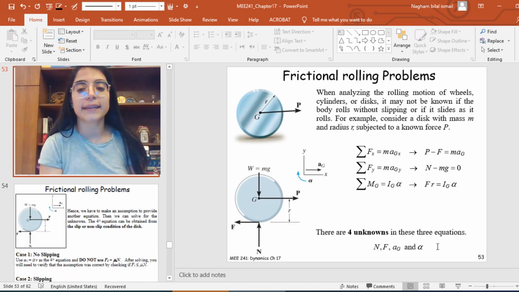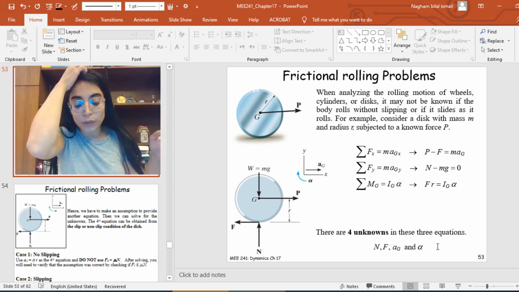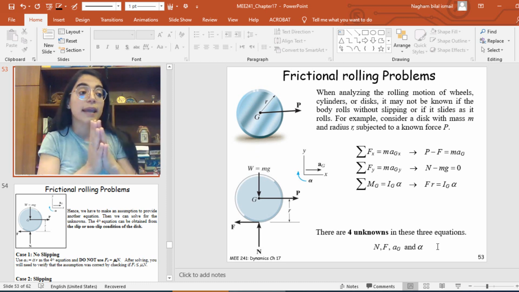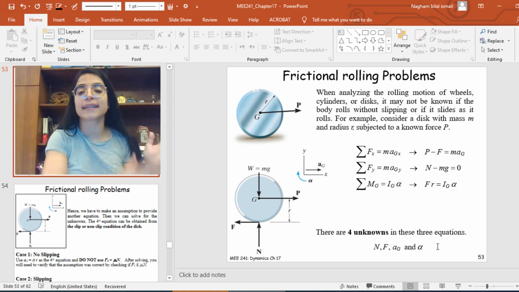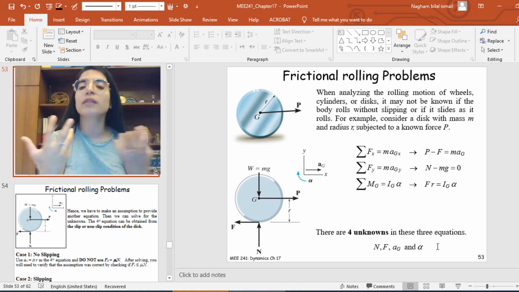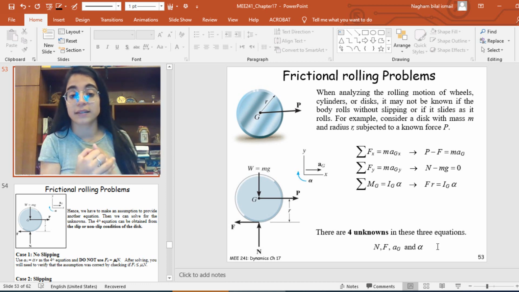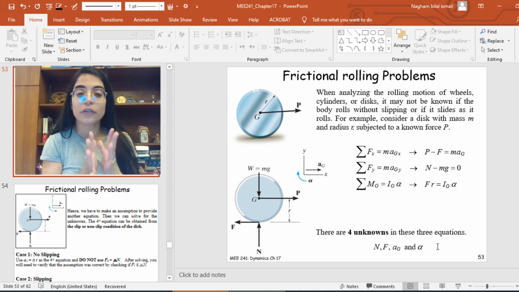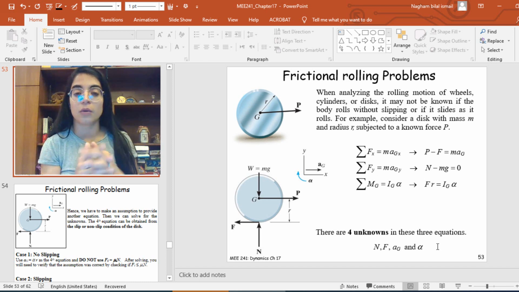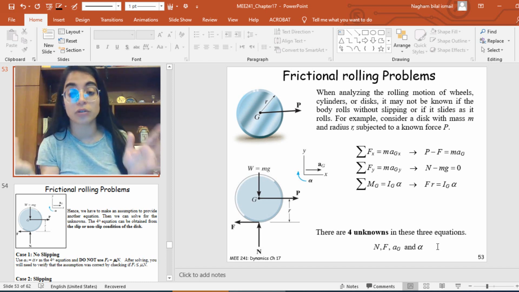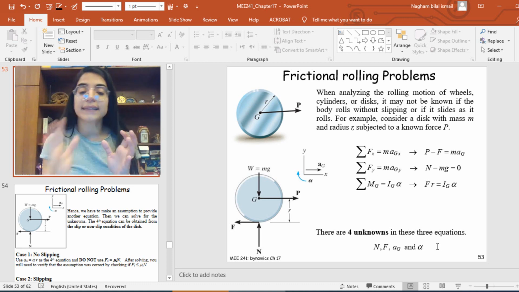Now, if I want to take the case of frictional rolling problems. In the previous chapter we talked about the rolling problems, but we focused on the case of acceleration and velocity, and we didn't know the causes behind this change in acceleration or velocity. Now here, we have to focus on the frictional force and on the forces causing this, with slipping or without slipping frictional rolling problems. So guys, in order to do this, let's take this example.